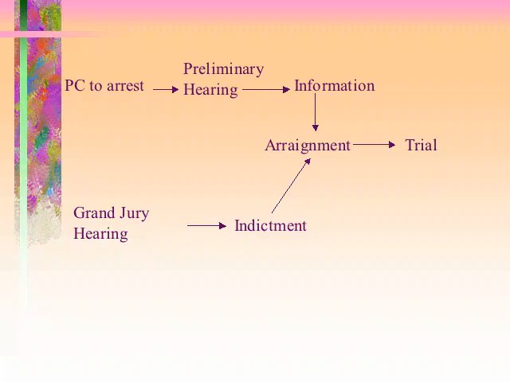We get to arraignment and trial both ways, but if you look at the top portion of this diagram, you'll see PC to arrest, or probable cause to arrest. This is for the officer who doesn't have a warrant, who observes a person shooting another person. They see them pull the trigger, they see the person go down, they go up and they make the arrest. The next morning they're in court in a preliminary hearing in front of a judge, and they say what they saw. They basically say, Your Honor, I saw this person shoot the other person and I made the arrest.